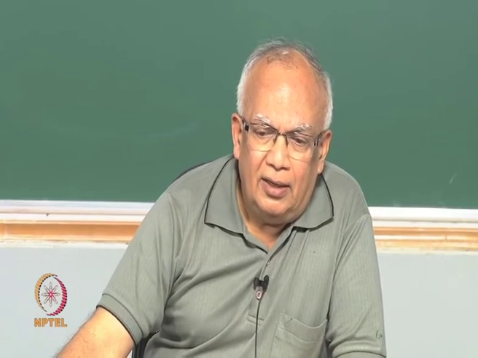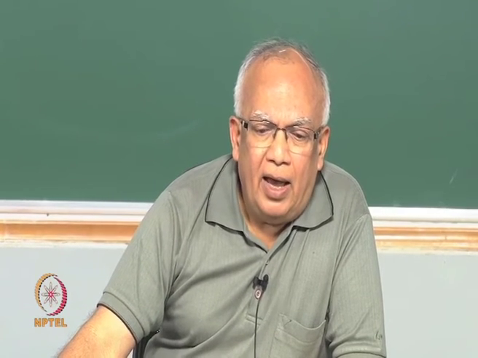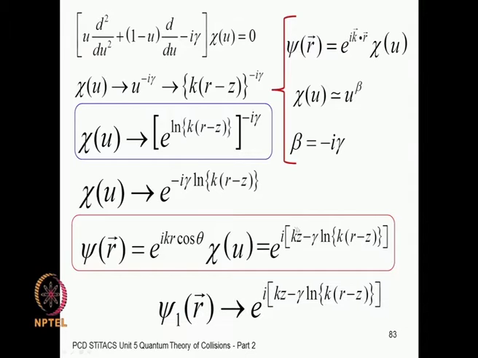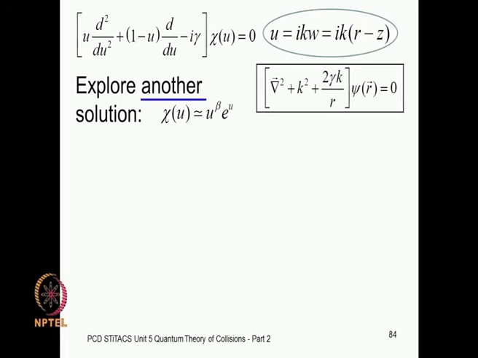So, this is what we get for chi, and once you have it, you can write the solution as a product of e to the ikz times chi of u. So it goes as e to the ikz here, and then you have the second term coming over here. This is one solution that you get, and being the first solution, I have put a subscript 1 over here to remind us that this is one of the solutions that we will use. Then we are going to look for one more.